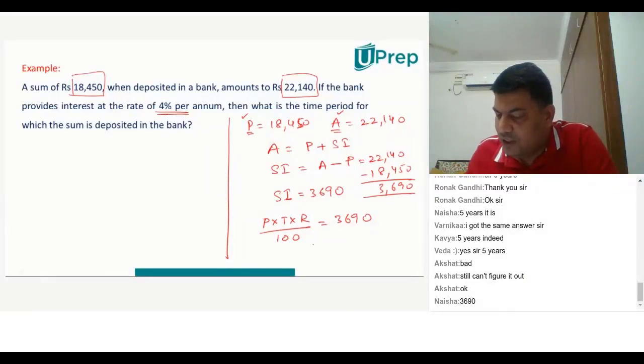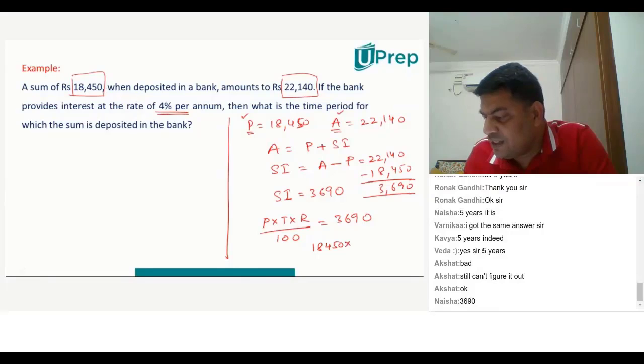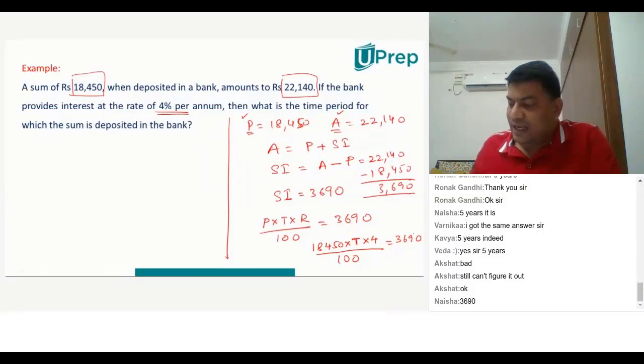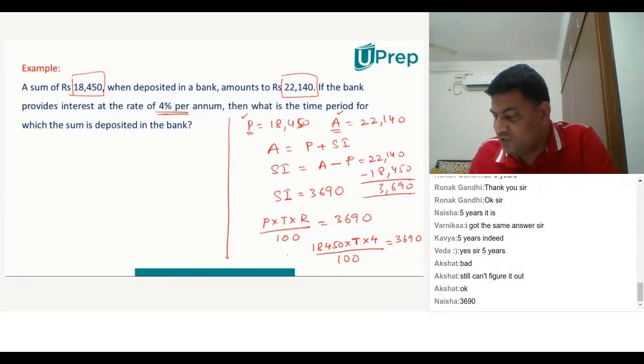Principal is nothing but how much is known to you? 18,450, multiplied with time. Time is not known to me, so I'll put time as T only. Rate of interest is 4%, therefore into 4 divided by 100 is equal to 3690. Correct? Yes, sir. So you just calculated this from here. It's all about division and multiplication. You just simplify this from here.